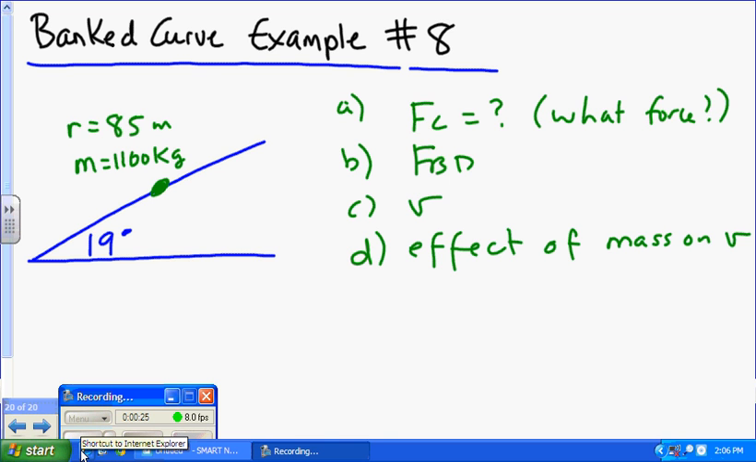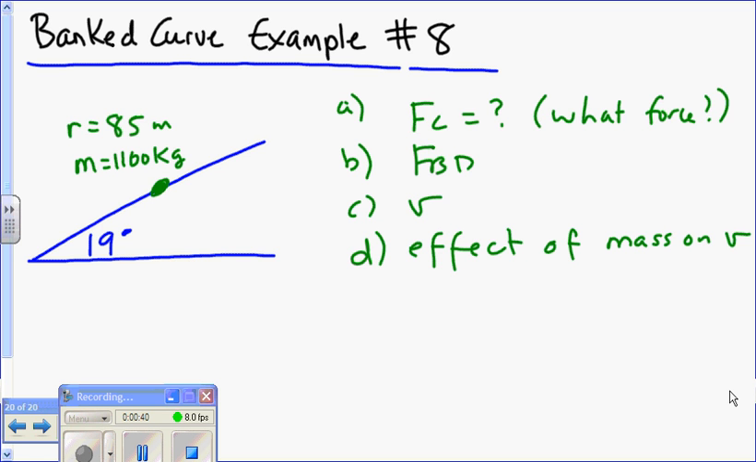Essentially, from a practical point of view, as an engineer designing a highway curve, you would design it as if it's a completely icy surface and there is no friction, so that there's never a possibility of someone flying off tangential to the direction of motion.